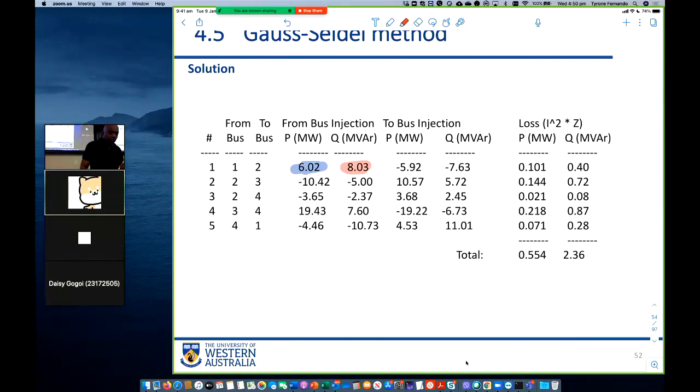From bus 1 to bus 2. You can do the same calculations from bus 2 to bus 3. So if I'm looking at the line connecting bus 1 and bus 2, I can calculate the active power and reactive power flowing out of bus 1. I can also calculate the power that is flowing into bus 2.